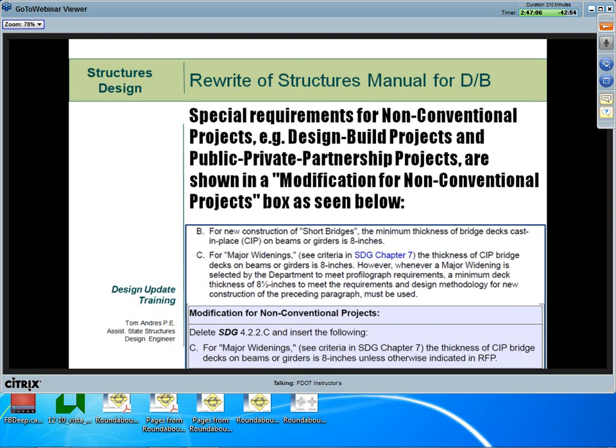See the end of the modification text that states, unless otherwise indicated in the RFP. This indicates that a pre-scoping question has been added asking the author of the RFP whether, in this case, a half-inch sacrificial deck thickness would be included in the widening section to facilitate profilographing and deck planing. Note also the definition for non-conventional projects. This includes design build and P3 jobs.